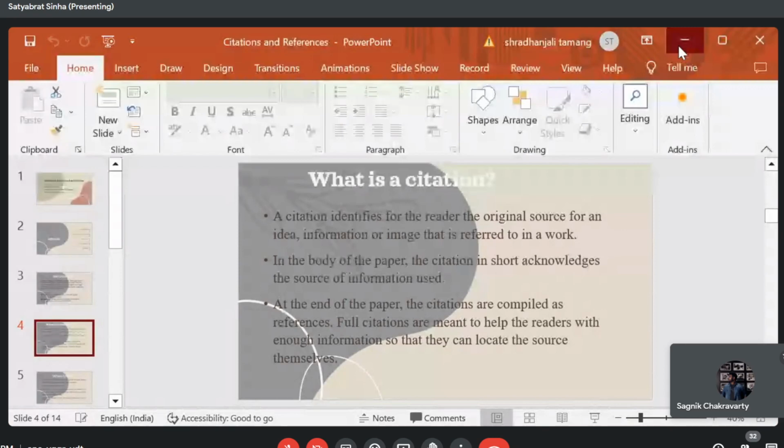We'll discuss that. At the end of the paper, all the citations that you make, so wherever you've borrowed your ideas, information, and images from, facts, figures, tables, diagrammatic representation, anything and everything that you've borrowed, are compiled as references. These full citations are meant to help the reader with enough information about it.